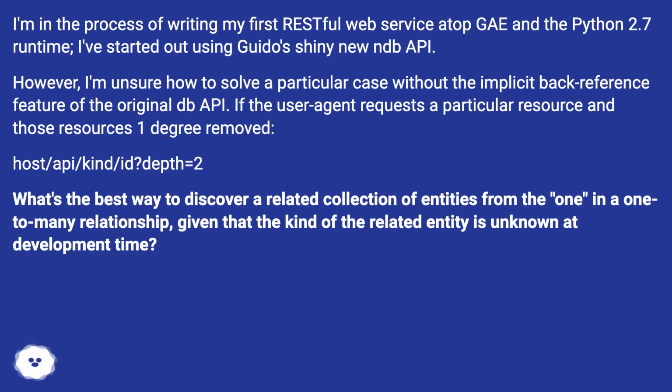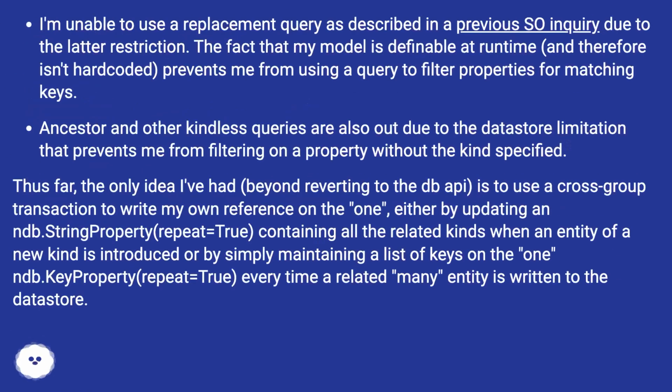If the user agent requests a particular resource and those resources one degree removed, host/API/kind/ID, depth equals 2. What's the best way to discover a related collection of entities from the one in a one-to-many relationship, given that the kind of the related entity is unknown at development time? I'm unable to use a replacement query as described in a previous SO inquiry due to the latter restriction.